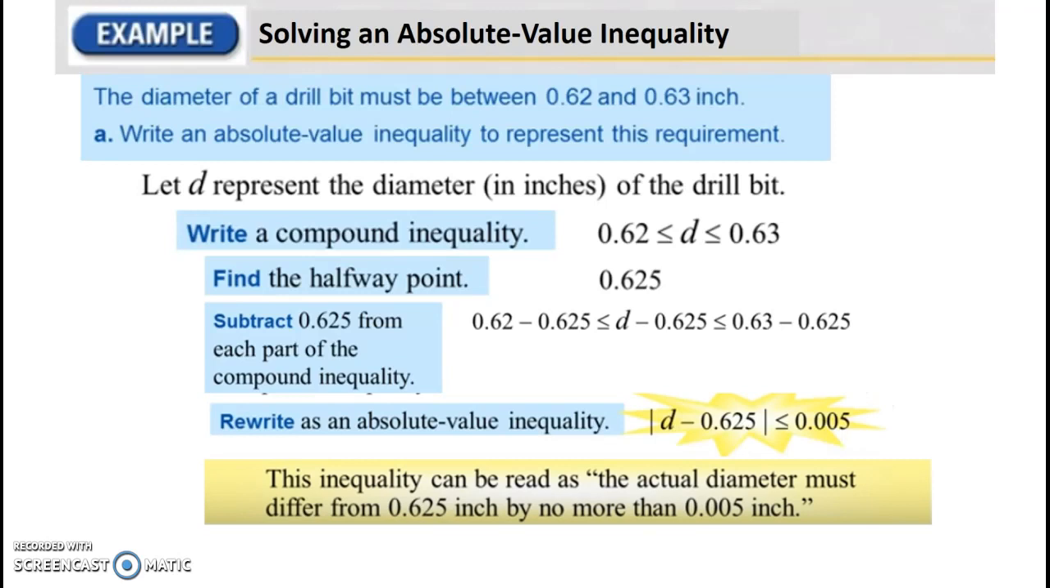And this inequality can be read as the actual diameter must differ from 625 thousandths of an inch by no more than 5 thousandths of an inch.